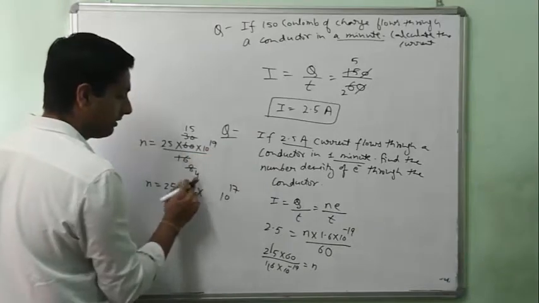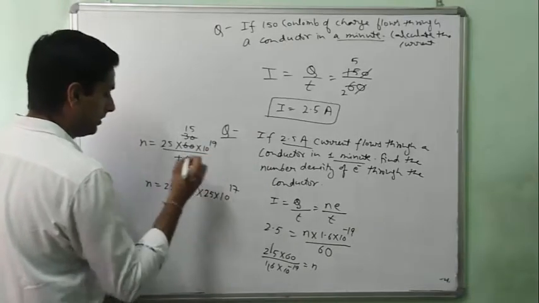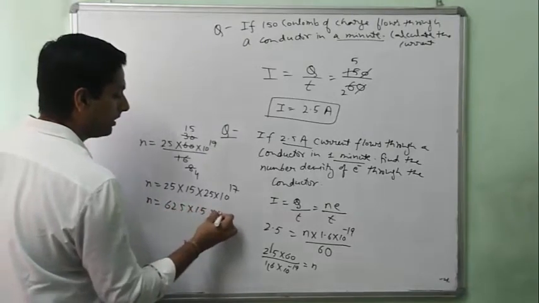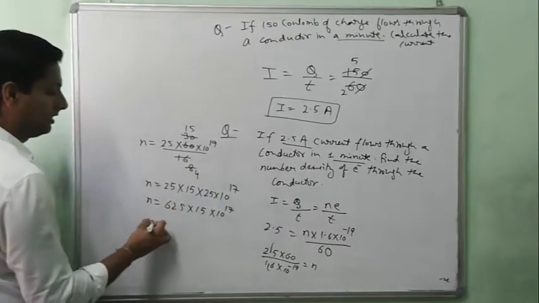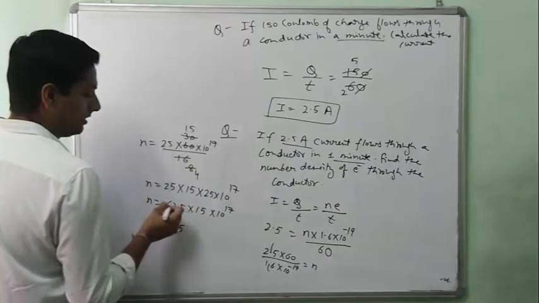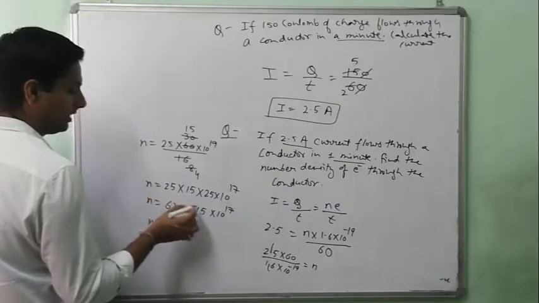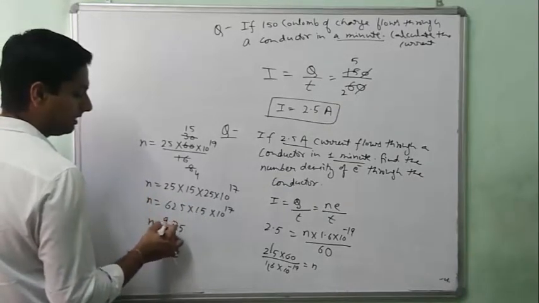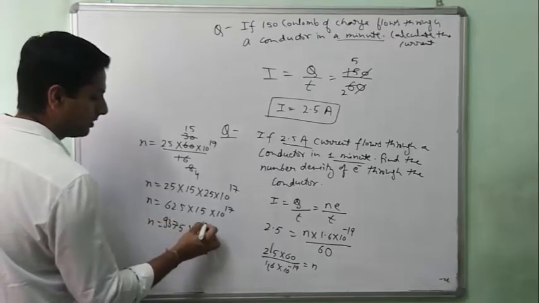So 100 divided by 4 becomes 25. So now this becomes 625 into 15 into 10 raised to power 17. So this will be 15 into 5 is 75, 30 and 37, and 15, 6 is 90 and 93. This will be this much number of electrons.